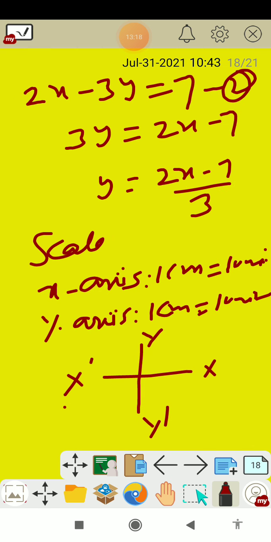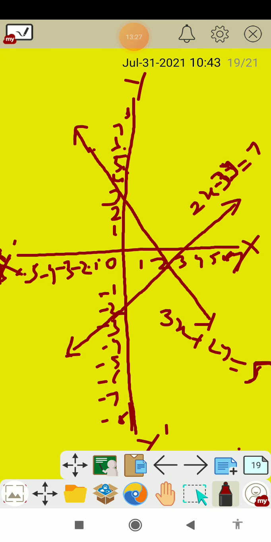The second equation is 2x minus 3y is equal to 7. First we are going to draw the graph. See here, the x values are 0, 1, 2, 3, 4, 5, and here minus 1, 2. This one is x dash, y dash. Here these are the 1, 2, 3, 4 plus values, and this is minus values, and this one is also minus values. Now how will we draw these two lines? First, according to that table.